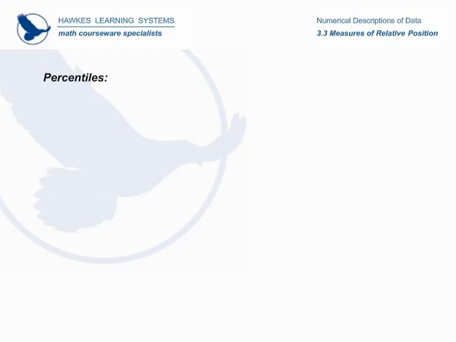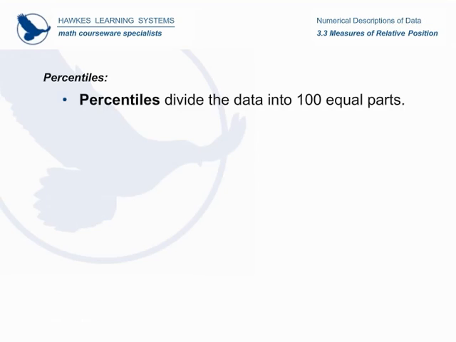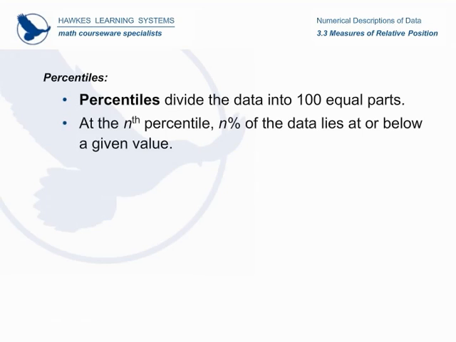So now that we've taken a look at some other measures of relative precision, let's take a look at percentiles. Percentiles divide the data into 100 equal parts, thus percentiles, or percentages. At the nth percentile, n% of the data lies at or below a given value.